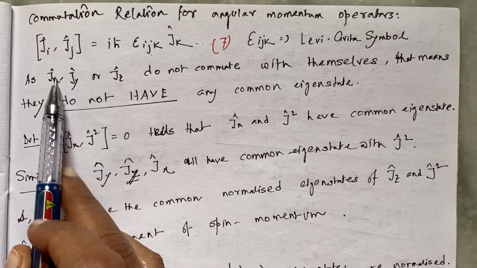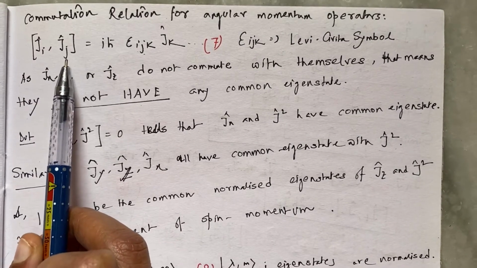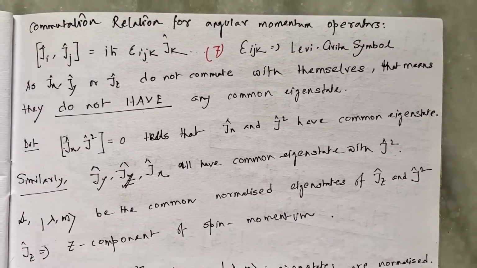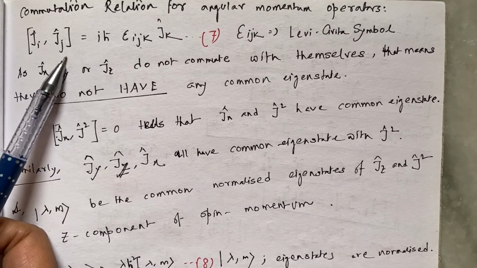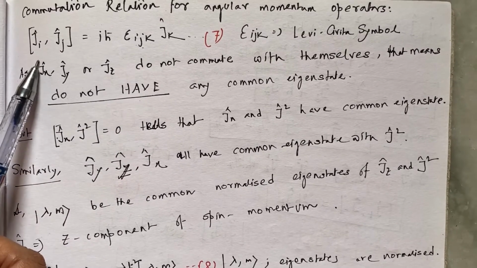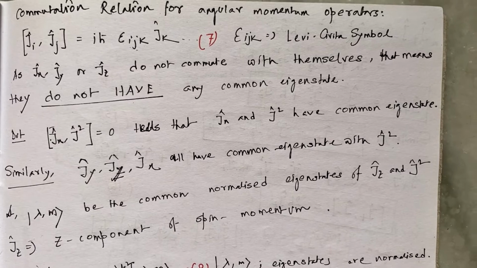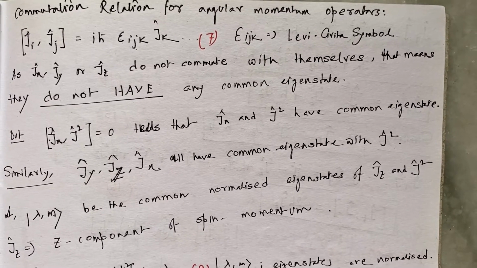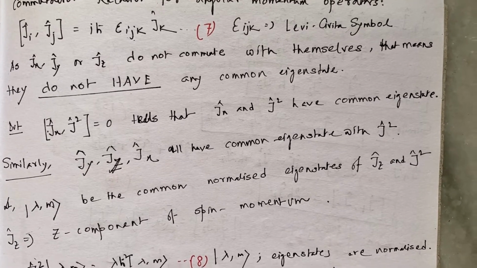Now as these two angular momenta, this Ji could be Jx and this Jj could be Jy, and as they do not commute, they give me iħ times Jz. So which means that these individual angular momentum operators, or maybe we call them in short the momentum operators, do not have any common eigenstate.